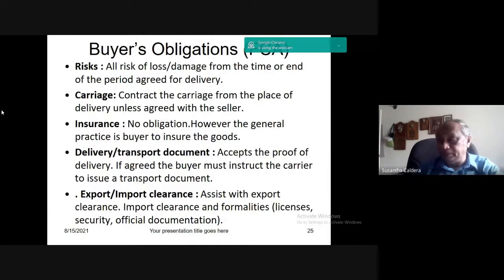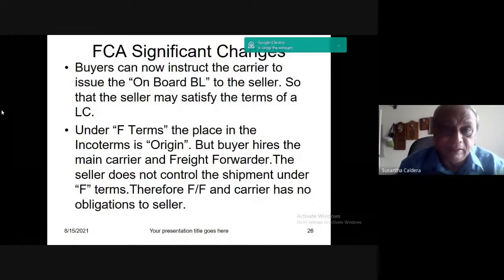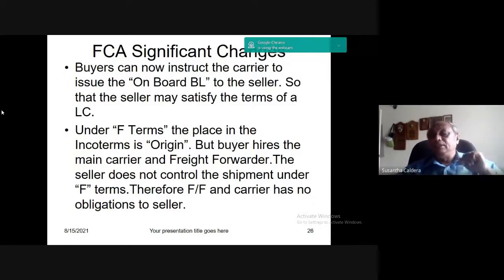Delivery and transport documents, except the proof of delivery. If agreed, the buyer must instruct the carrier to issue a transport document. Then export-import clearance: the buyer will assist with export clearance in case of need. Otherwise, export clearance will be done by the seller. Import clearance, of course, is the buyer's responsibility. FCA's significant change in 2020 is this on-board BL matter I told you.